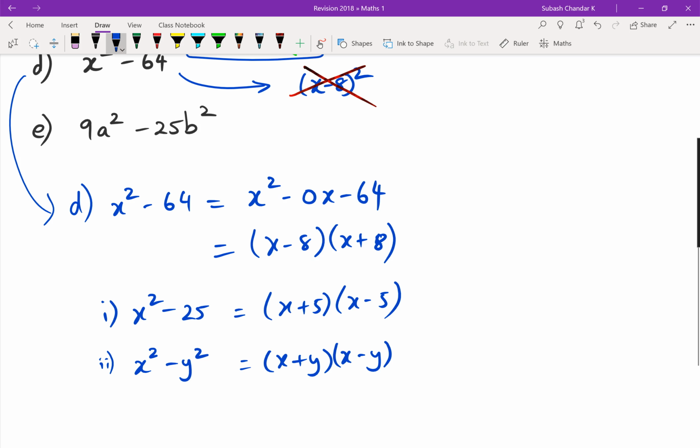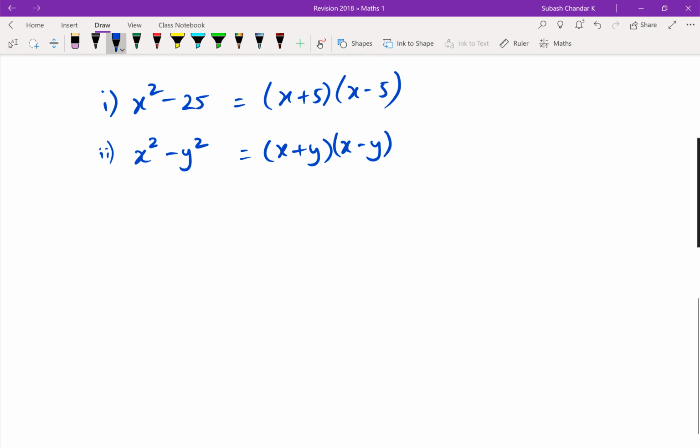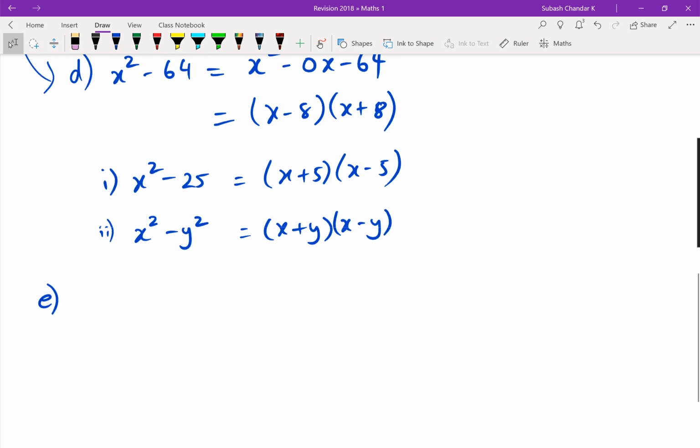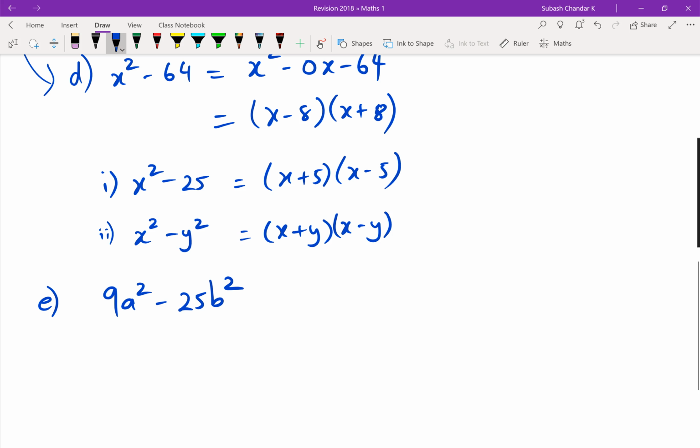Okay? So that's given you a bit of a hint to try and do question E, but I'll write up question E again here. It was 9a squared minus 25b squared. Did anybody try this one? You can't factorize it? Are you sure about it? Look at all these numbers, square numbers. Is 9 a square number? Is 25 a square number? A squared a square number? B squared a square number?